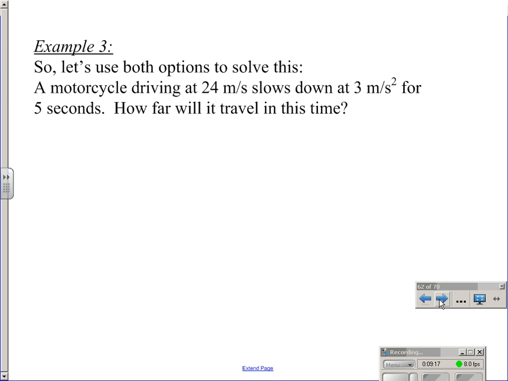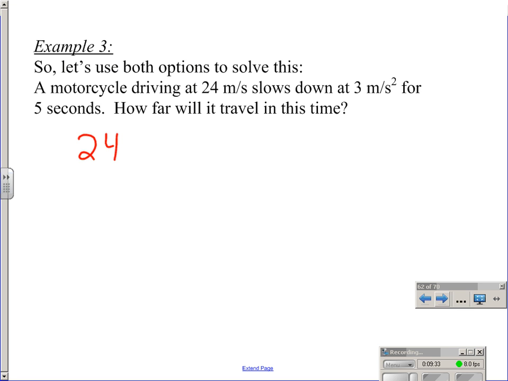Well, let's try this again. Let's do another example. It says let's use both options to solve this one. A motorcycle is driving at 24 meters a second and it slows down at 3 meters per second squared for 5 seconds. How far will it travel in this time? Okay, so let's start by writing down what we know.